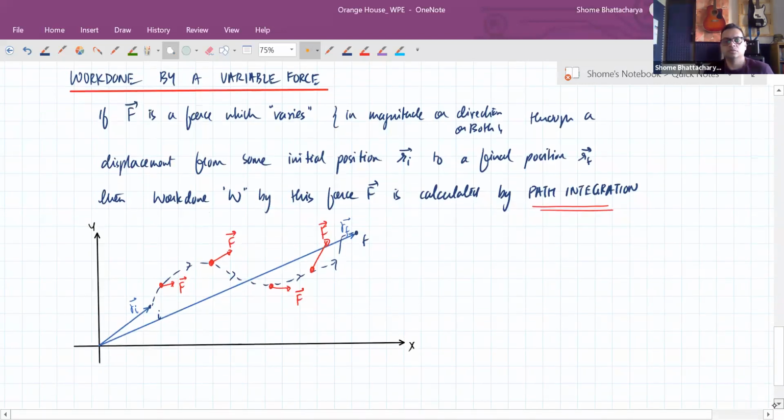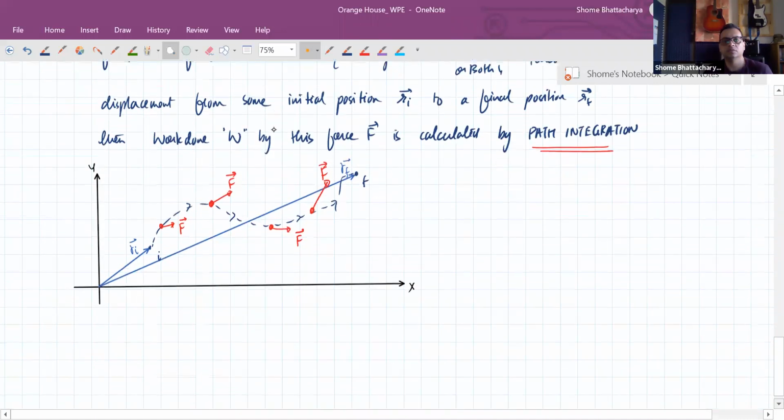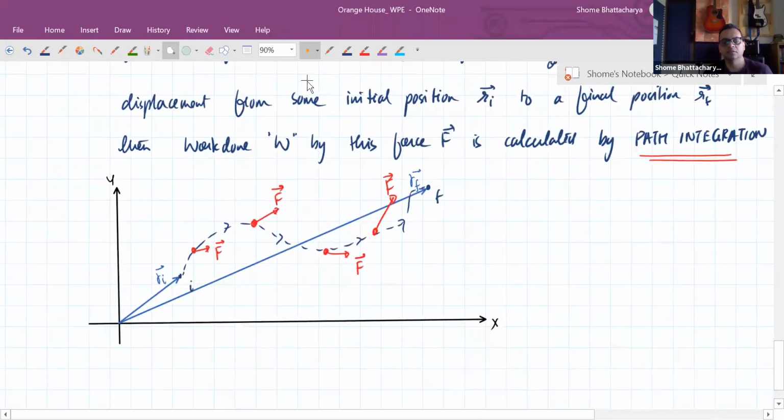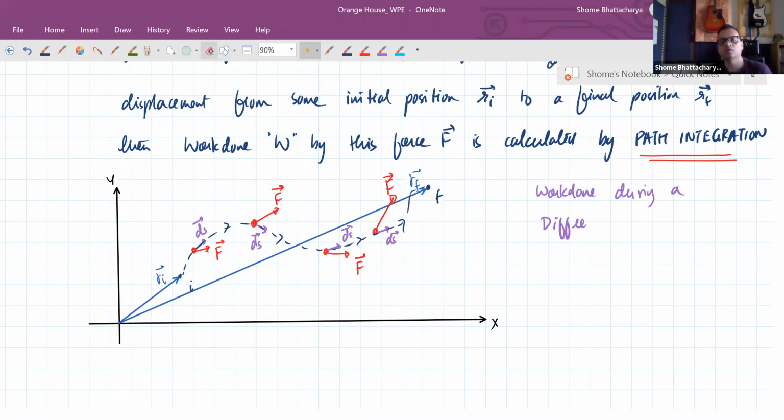Okay, so what we do to calculate the work done in this path integration is that we take very small displacement at a time, like a ds over here, or a ds over here, or a ds over here. So instead of taking the whole displacement from initial to final position, we calculate work done during what is called a differential displacement. What does differential mean? Very small.